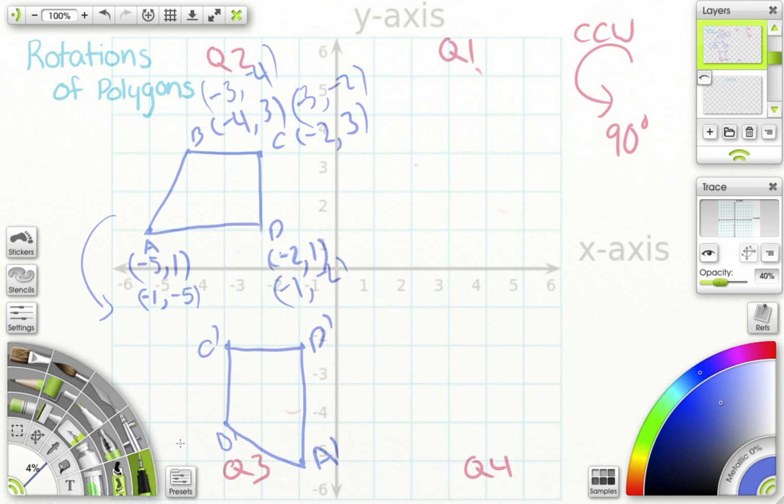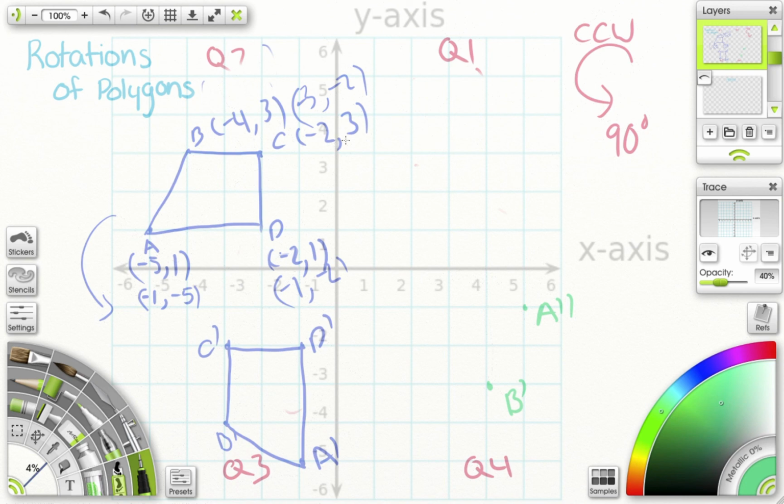Now for our 180-degree rotation, same spots, opposite integer. So 5, 1 becomes +5, -1. So +5 down to -1 is my A prime prime. B, my original is -4, 3. So it becomes +4, -3. So opposite integers. So +4 down to -3 is my B prime prime.